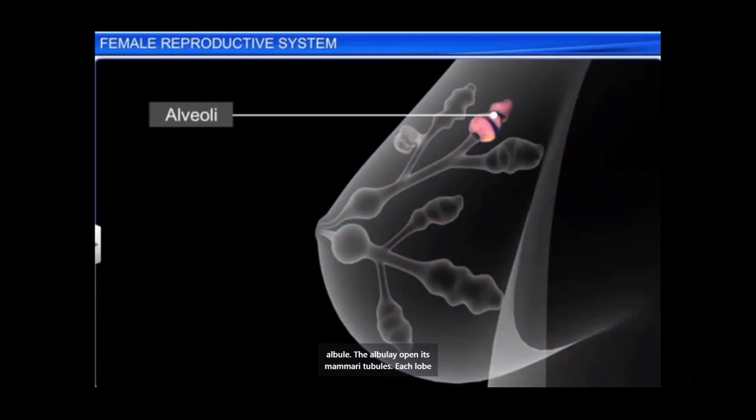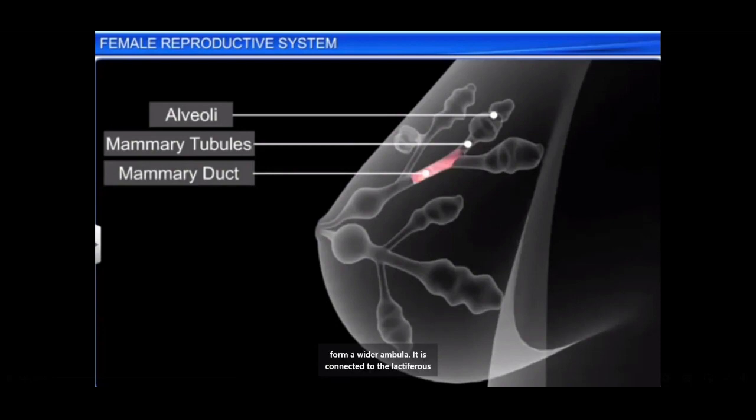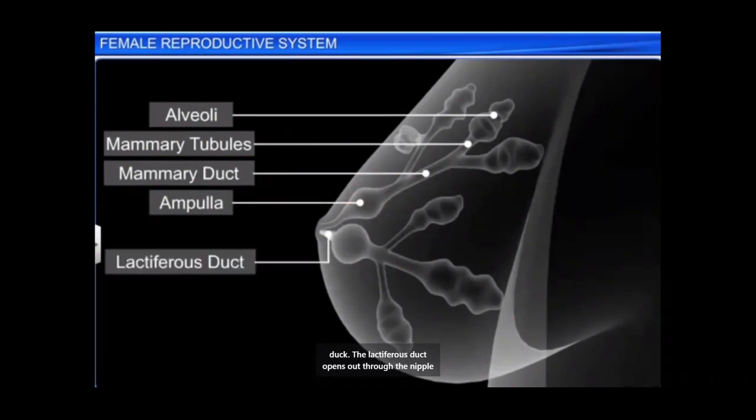The alveoli open into mammary tubules, which in each lobe join to form the mammary duct. Several ducts join to form a wider ampulla. It is connected to the lactiferous duct. The lactiferous duct opens out through the nipple, from which milk is sucked out.